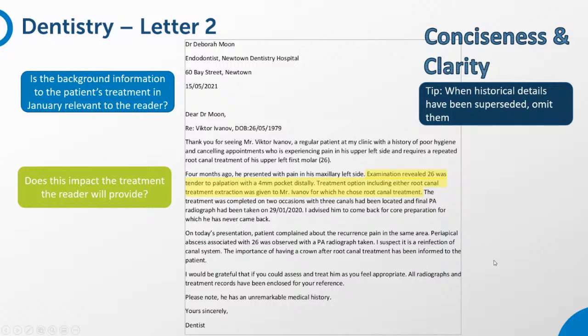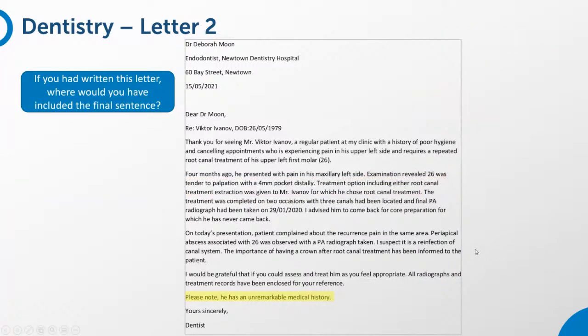All right, one more question about this letter. We're looking now at the final sentence of the letter, which is, "please note he has an unremarkable medical history." So this sentence is all by itself. It's something that we don't particularly recommend. And so my question to you as a poll question is, if you had written this letter, where would you have included this final sentence?